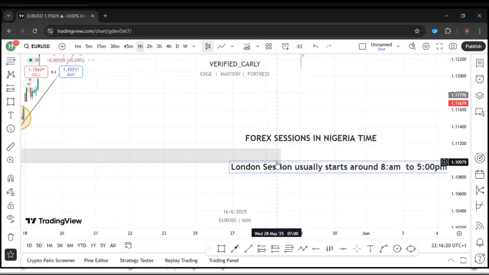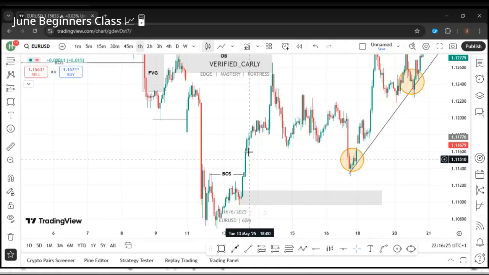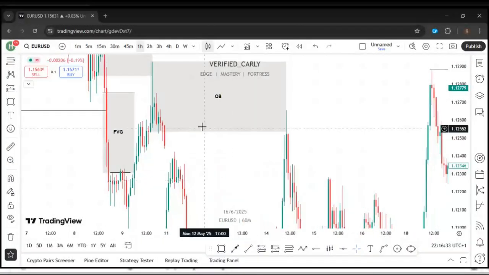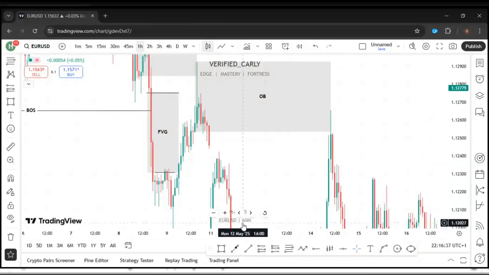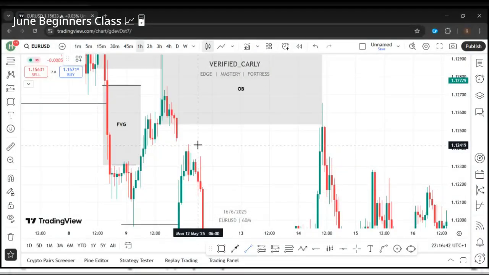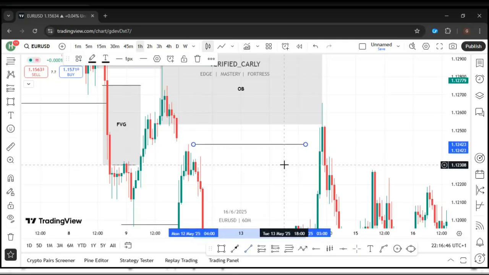So let's just use this, for example. Now if we are looking at this, we are in the 1 hour time frame. If you notice, after price created this order block, this right here is a liquidity. You see this one now? This is a liquidity. It can also be called inducement. You guys are seeing it.